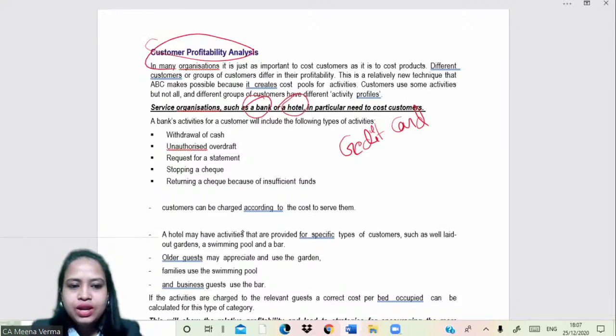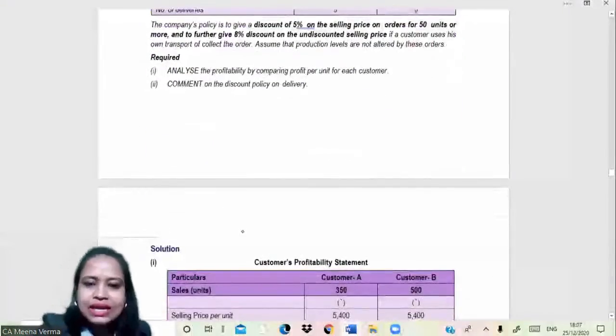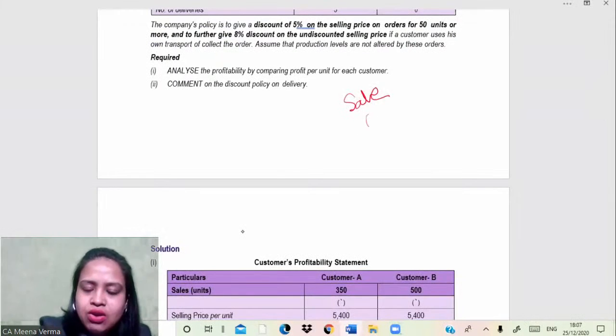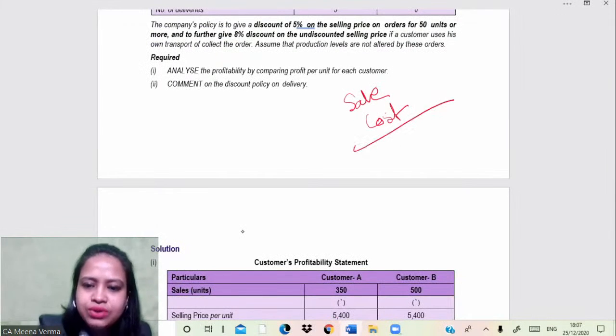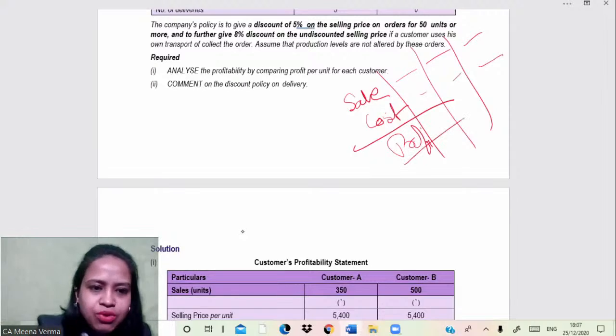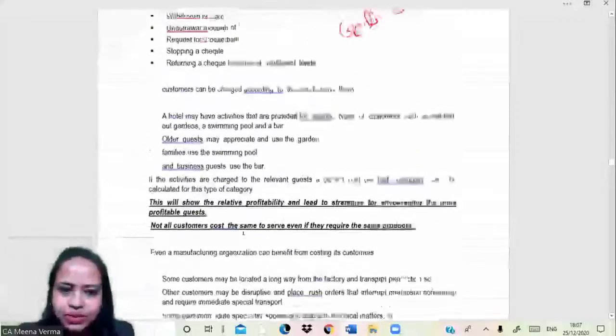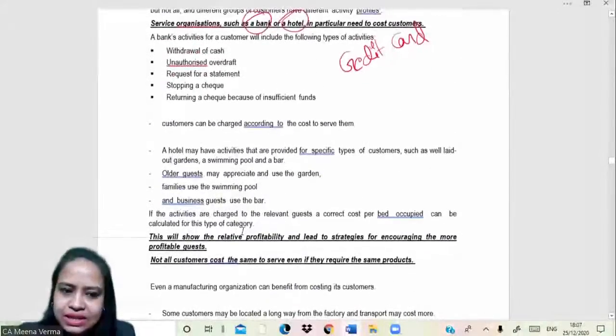Now when you want to analyze the profitability of different customers, you need to find out the sales and the cost. You need to find out for different customers what the revenue is, what the cost is, and after considering them you will get the profitability. So I think the calculation is very easy.